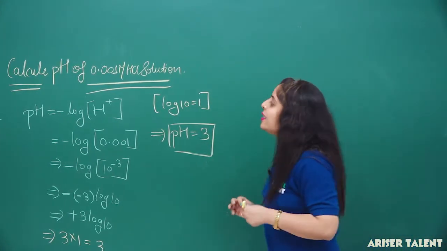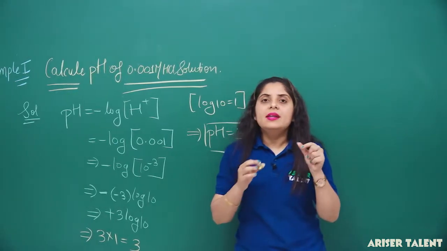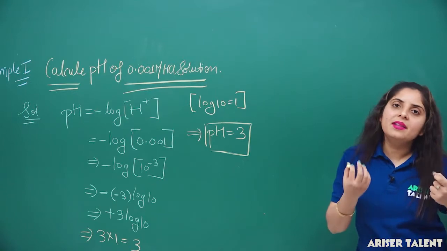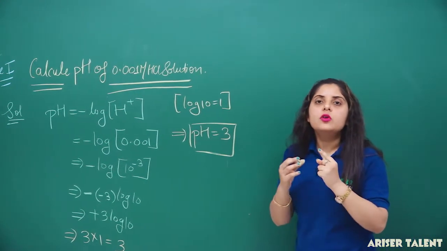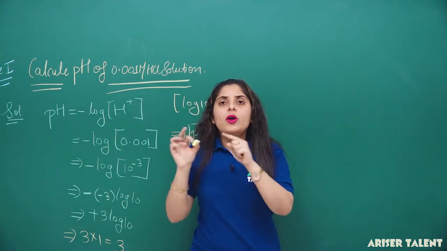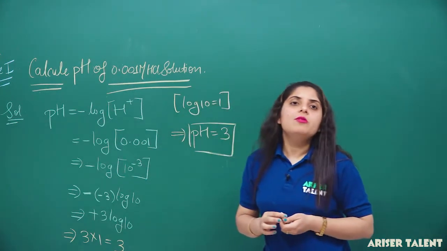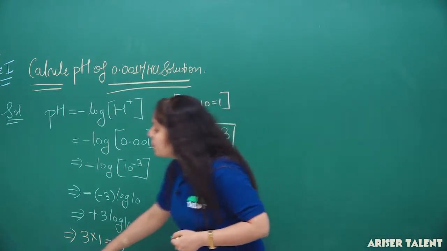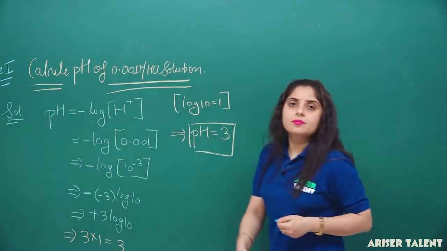Now we can see that the pH will be the negative logarithm of the hydrogen ion concentration. But what happens in the case of the bases? We can also write the formula as pH equal to minus log 10 OH minus concentration. So now we will learn about the concentration of the OH minus ions, but before that you can copy it from here.